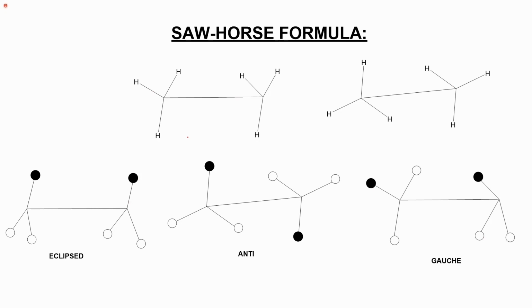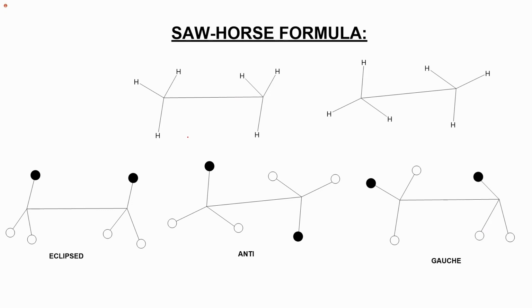Like in the Newman projection, we have also seen eclipsed, gauche, and anti. In the same way, the Sawhorse formula can also be divided in three ways. One is the eclipsed, the second one is the anti, the third one is the gauche. So how does it look? For the understanding purpose, I have taken the last three examples.